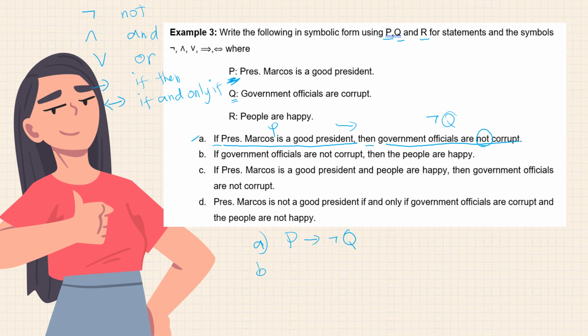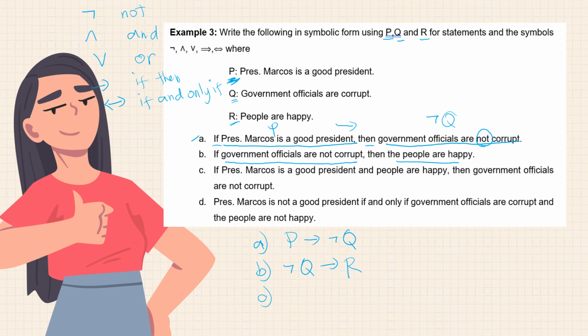Okay, let's try letter B. If government officials are not corrupt, then the people are happy. So government officials are not corrupt, that is not Q. The people are happy, that's R. Then we'll write if and then, arrow to the right. So this can be read as: if not Q, then R.